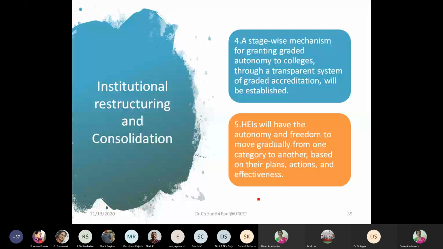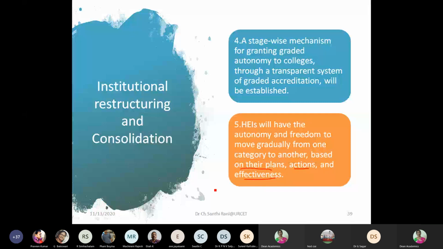Then a stage-wise mechanism for granting graded autonomy to colleges is another important factor. When we say autonomous colleges, they vary from one institute to another according to the facilities and standards they maintain. So they are going to give graded autonomy, right? And then higher educational institutions will have the autonomy and freedom to move gradually from one category to another, according to their plans, actions and effectiveness.